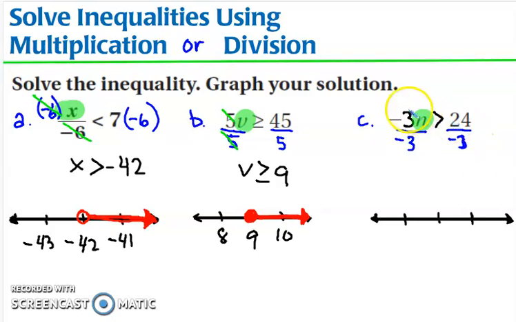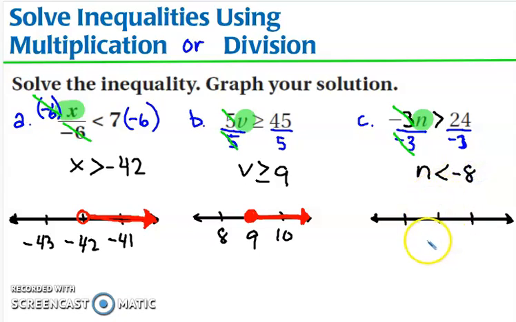So -3 divided by -3 reduces to 1. Therefore, n is now by itself, or that's 1n is less than, again reversing the inequality. And -24 divided by -3 is 8, so the right side is -8.